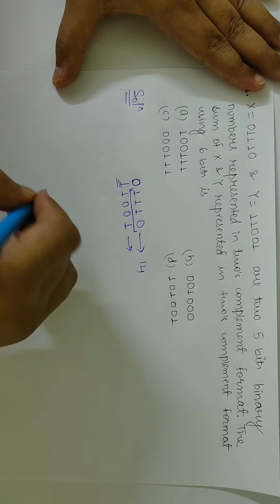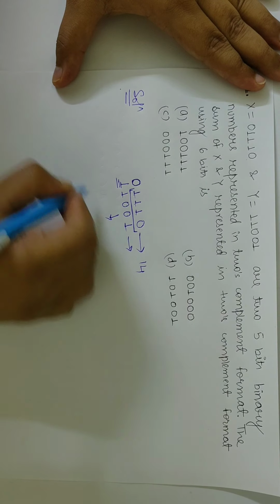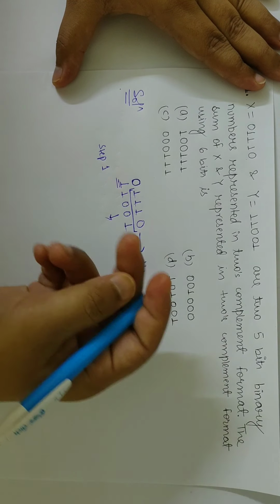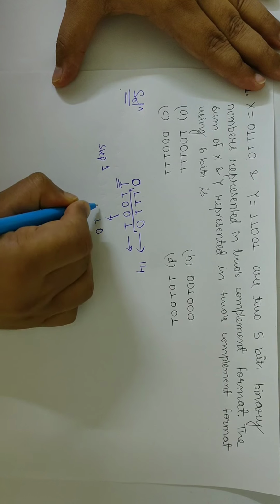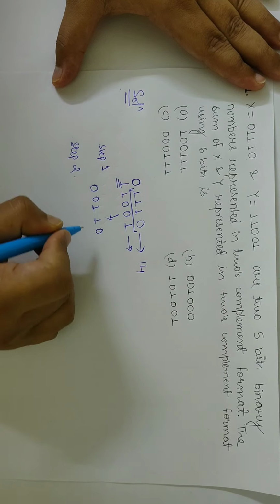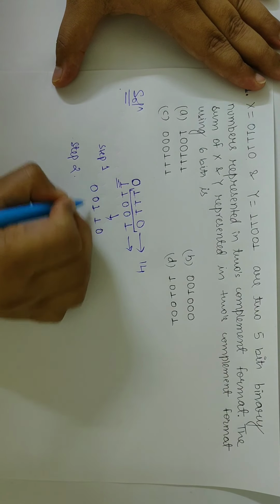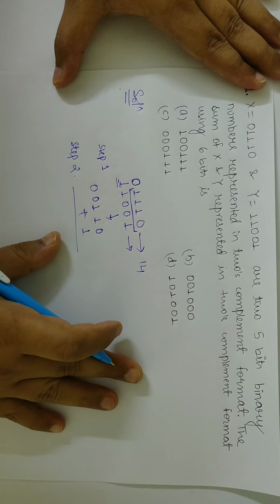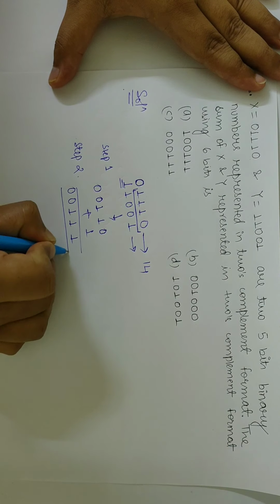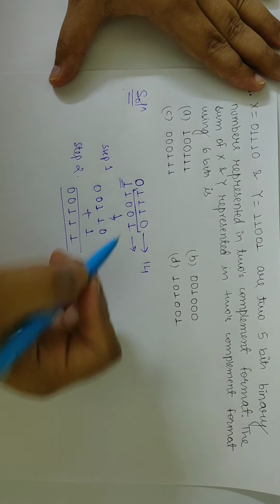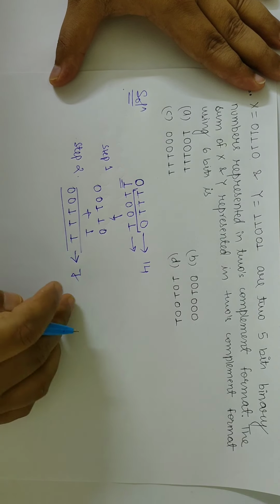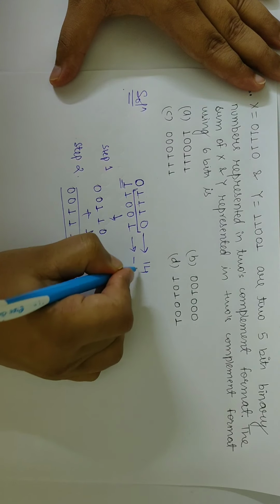Now, how to take the 2's complement? Step 1: you replace 1 by 0 and 0 by 1, giving 0, 1, 1, 0, 0. Step 2: you add 1 to the above number. After adding, we will get 1, 1, 1, 0, 0. Now, this is the magnitude of this negative number. The magnitude is 4 plus 2 plus 1, which is equal to 7. That means this is minus 7.